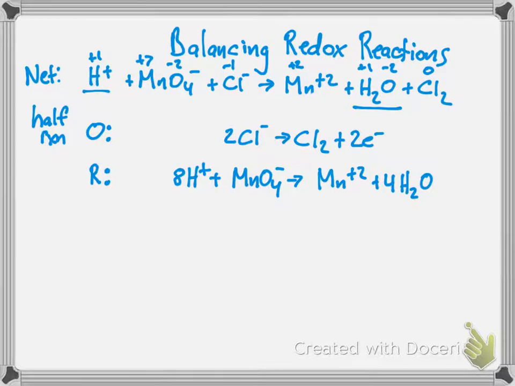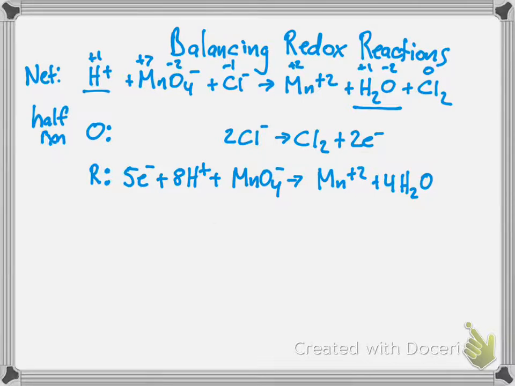Over here, when I look at this one, I have 8 H pluses and a minus 1, which is a +7. Over here, I have a +2. So I'm going to add 5 electrons to this one. So basically, -5 plus 7 equals a +2. And so those things match. All right. So now we know that our charges are all equal.